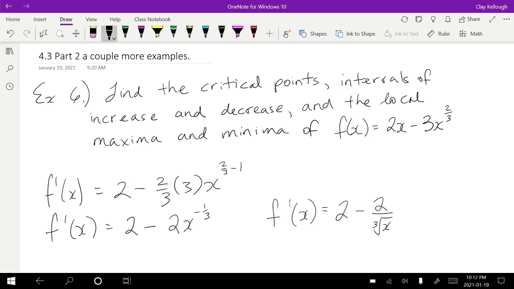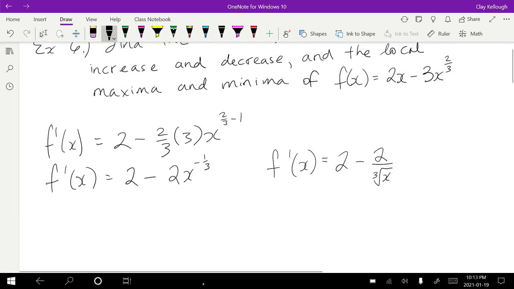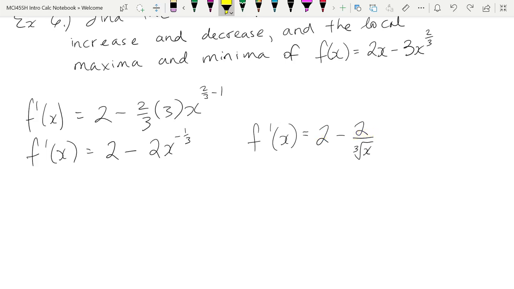And then, okay, now here's the thing. I'm going to probably have to make an interval chart for this. So it'd be easier if this was in some sort of factored form, and it would also be easier if it was not two different terms here, but actually all kind of one term. So first of all, I'm going to get a common denominator. So f prime of x is going to be, common denominator is cube root x, so that's 2 cube root x minus 2 over cube root of x.